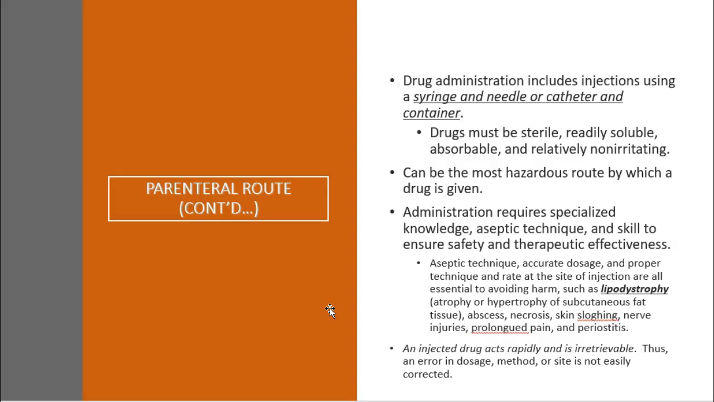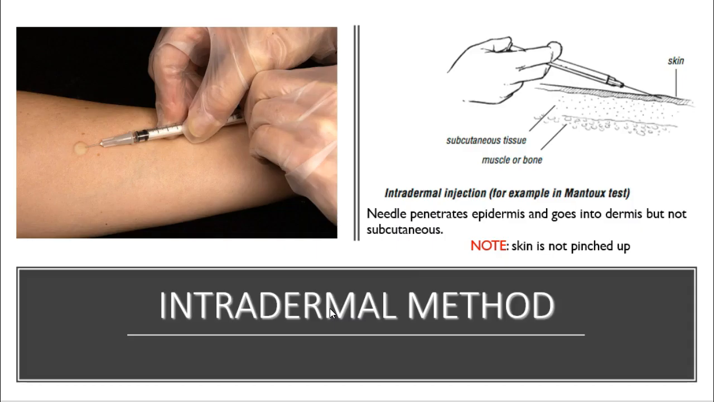So drugs administered, including injections, use a syringe or a needle or catheter in a container. Drugs must be sterile, readily soluble, absorbable, and relatively non-irritant. It can be the most hazardous route by which a drug is given. So administration requires specialized knowledge, aseptic technique, and skills to ensure safety and therapeutic effectiveness. Once you inject a drug, it acts rapidly and is irreversible. So an error in dosage or method on site is not easily corrected.